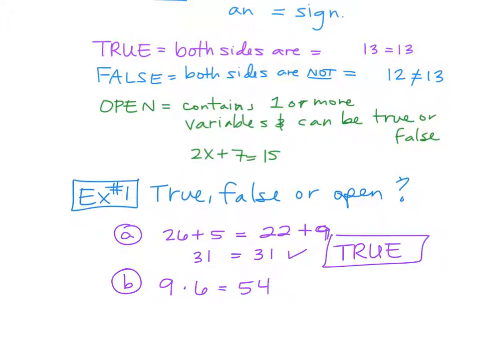54. 9 times 7, 63. 9 times 8, 72. 9 times 9, 81. 9 times 10 is 9, and 0 on the other side, 90. Isn't that cool? So 9 times 6 is 54, which means this is what? This is true.